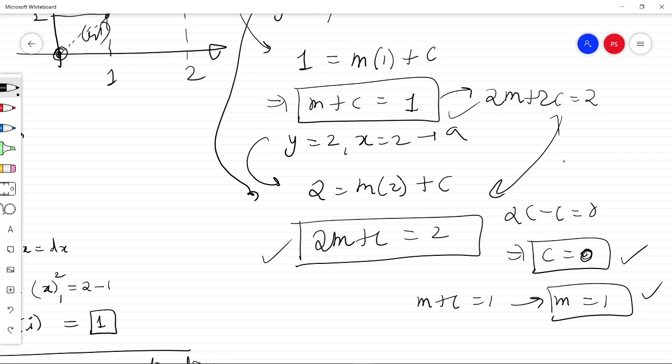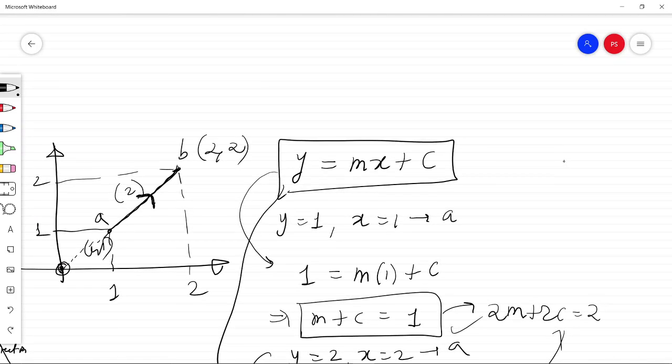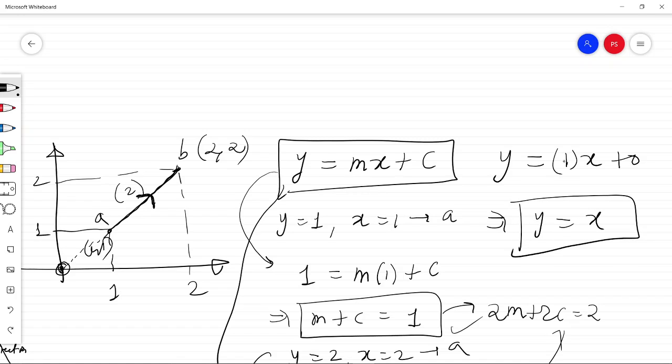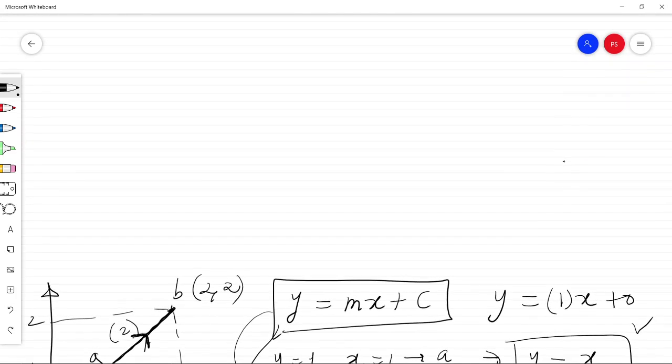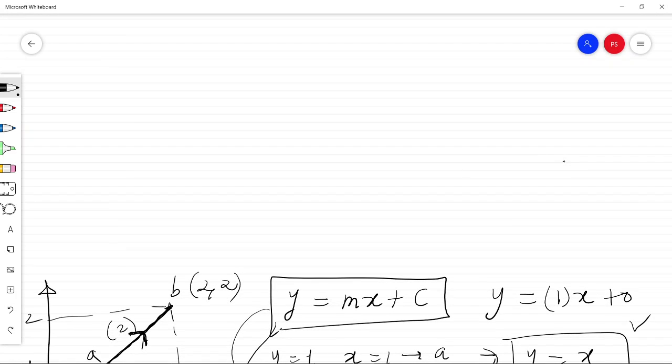So these are the values of those constants in the equation of a straight line, m equal to 1 and c equal to 0. So we get y equal to 1 into x plus 0, that is, y is equal to x. So this is how x and y are dependent when we follow this particular path. So yes, we now have the relation for y in terms of x.